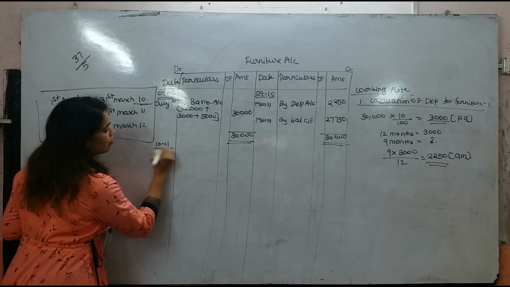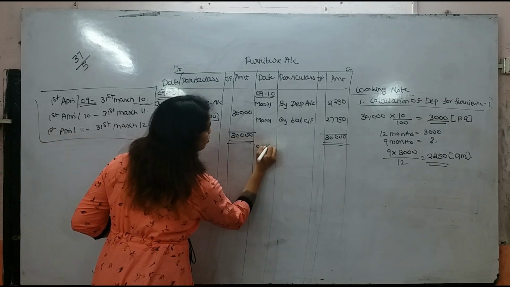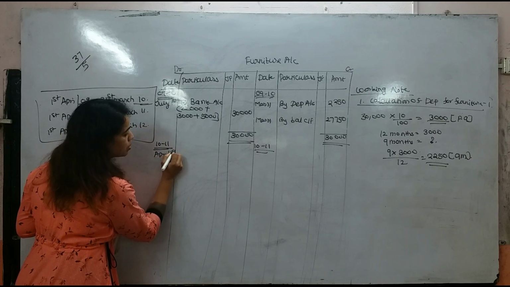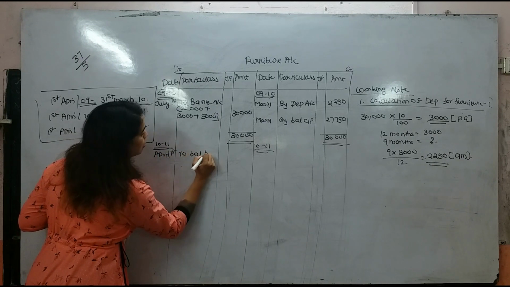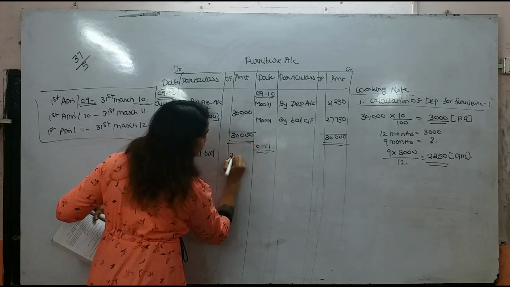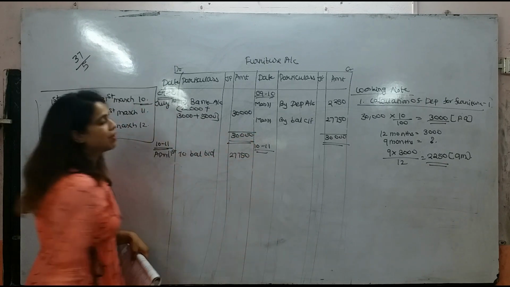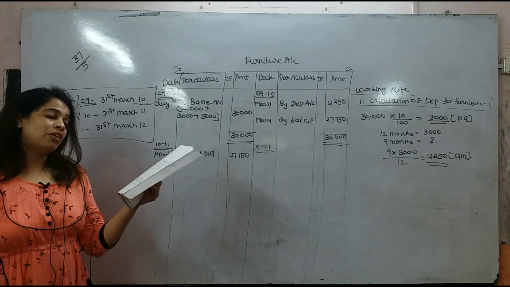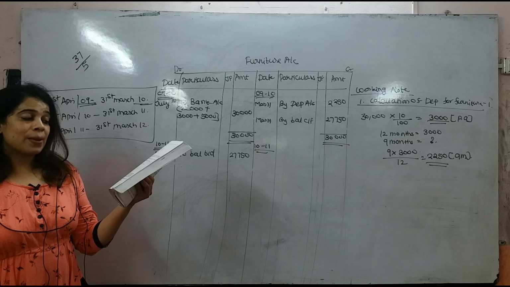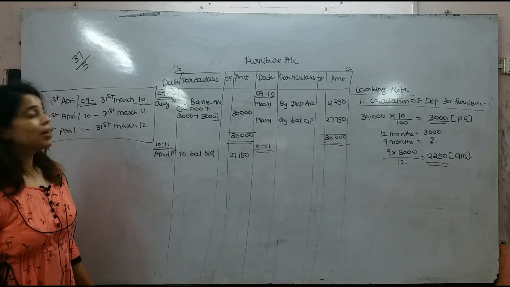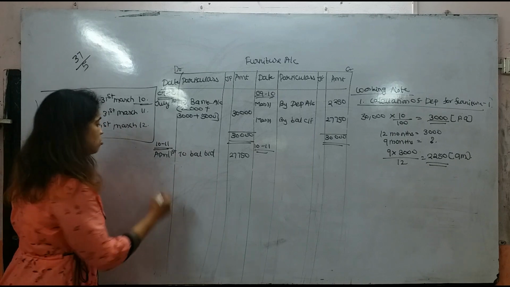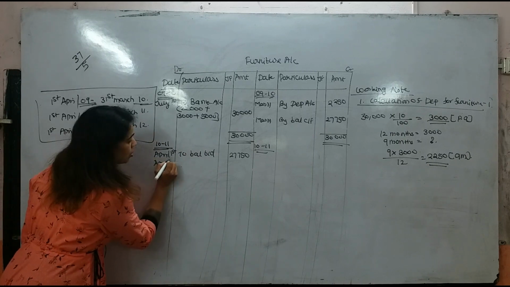Then 10 and 11, 2010, 2011. Last year's closing balance will become this year's opening balance. So balance brought down will be 27,750. Now what are they saying students? Additions are made to the asset for rupees 10,000 on 1st April 2010. It means in the second year itself we are making an addition. So that is at the beginning of the year itself.